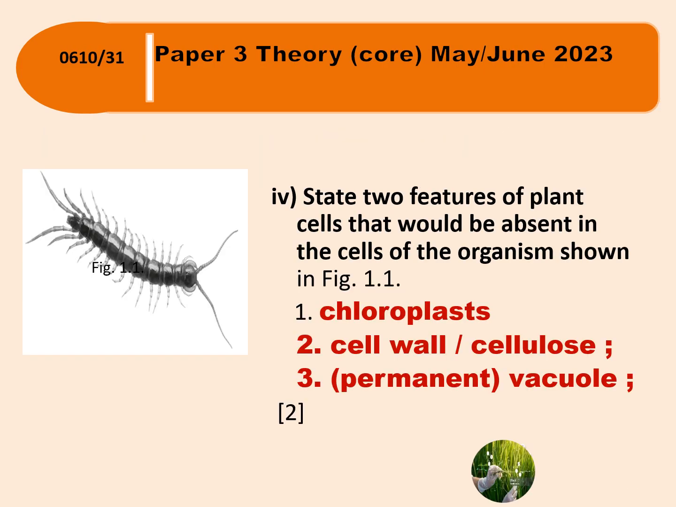Part 4 of the same question. State two features of plant cells that would be absent in the cells of the organism shown in figure 1.1. The organism shown in figure 1.1 belongs to the animal kingdom. So you know the differences between plant and animal kingdoms. Plant kingdom, the cells have specifically chloroplasts. Then also the cells have cell walls, while the animal cells don't have.